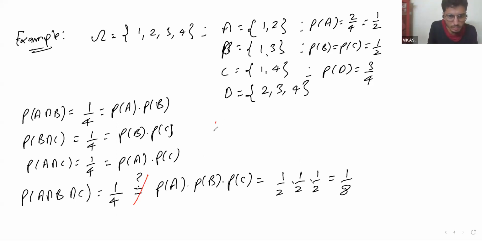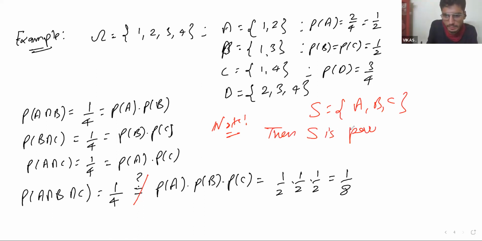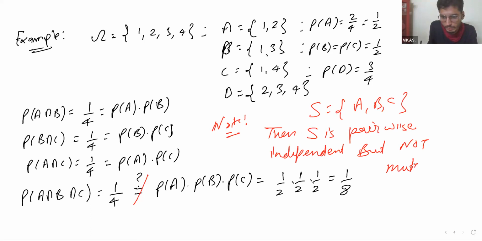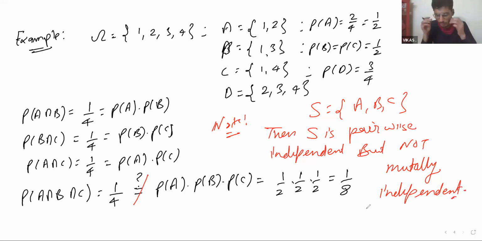This is not equal. So note is, if you take the collection of the events A, B, C, then S is pairwise independent, but not mutually independent. So this is important just to keep in mind. Okay, this is not in the notes actually, but still you can easily remember. It's very easy to remember.